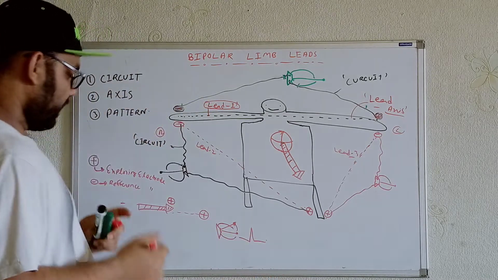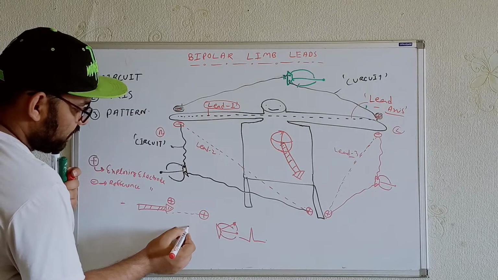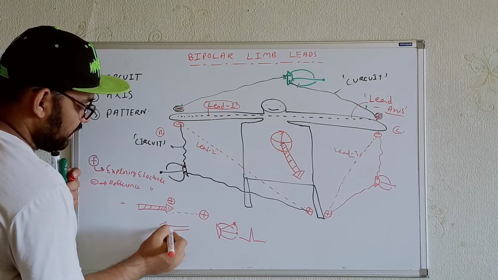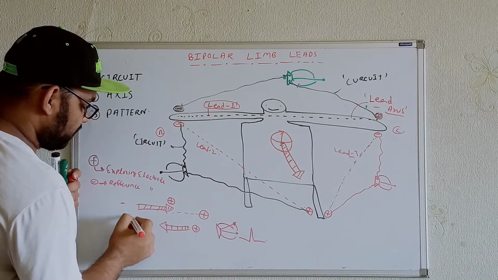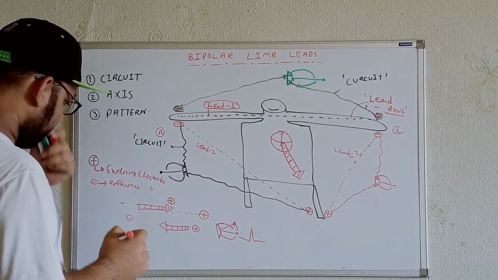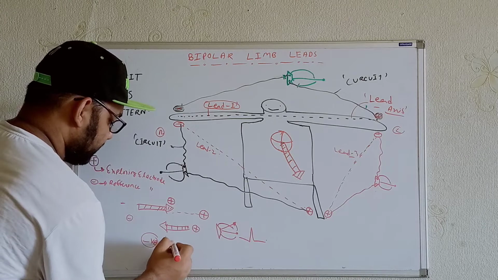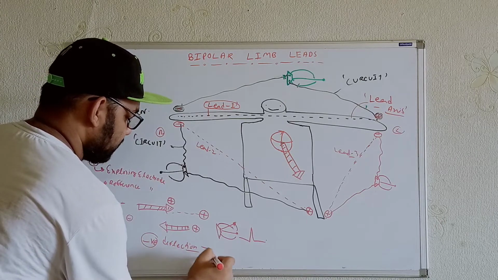In the same way, if the electrical vector is going away from the positive electrode, that means it is coming towards the negative one, at that time we will see the negative deflection, which means we will get it just like this.